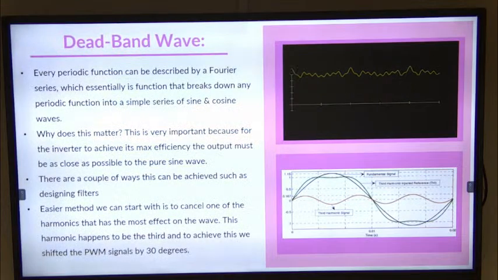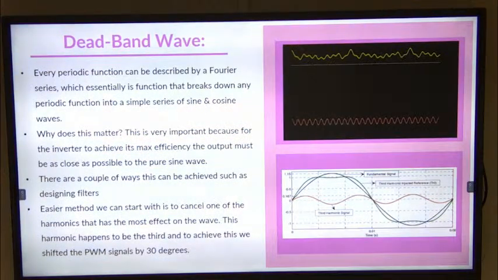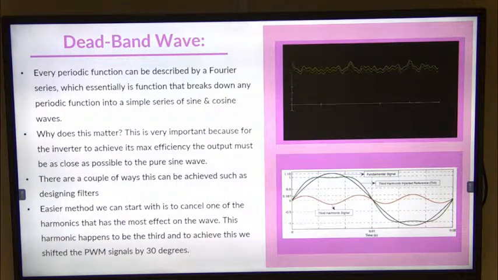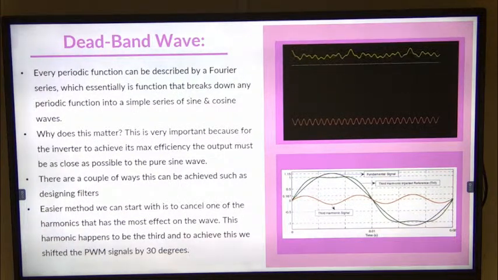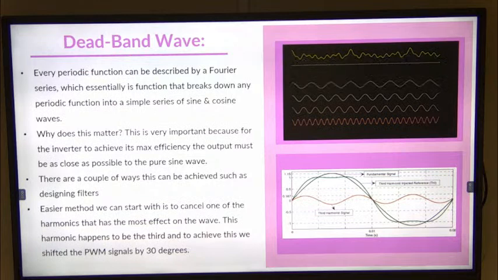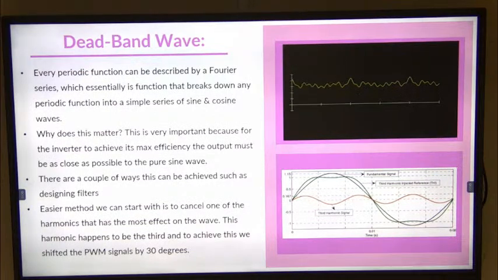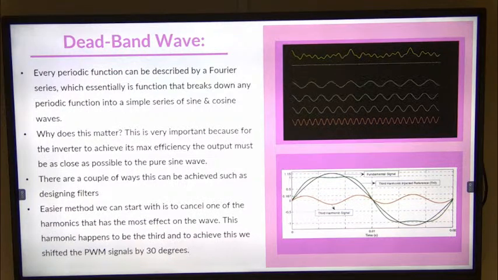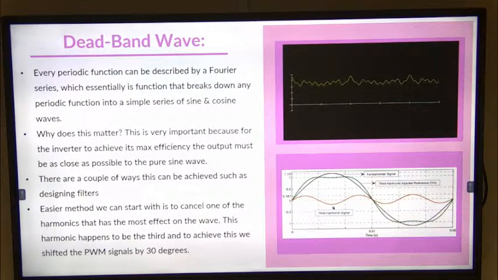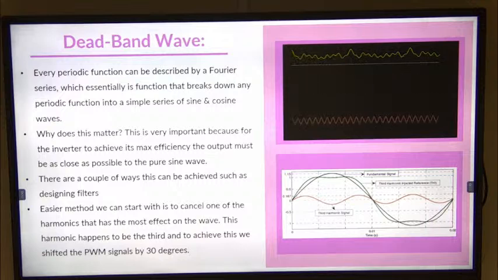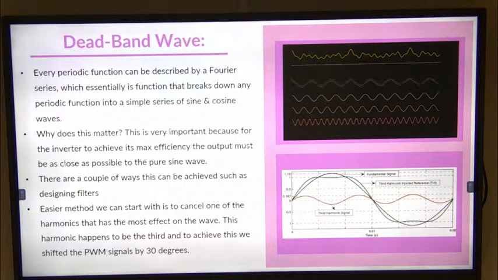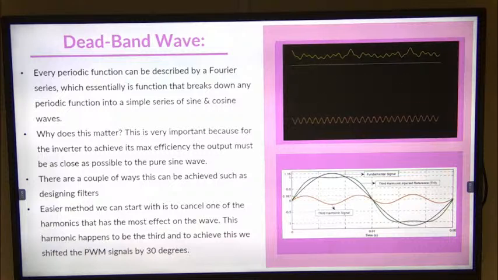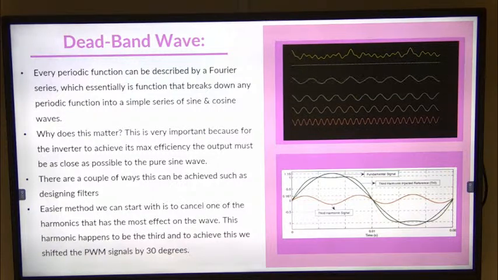Okay, so for the switching part, this little bit of explanation. Most of you probably know that every periodic function can be described by a Fourier series, which essentially just breaks down any periodic function into a simple sine and cosine summation. So why does this matter? This is important because the inverter achieves its max efficiency when it's the closest to the pure sine wave.